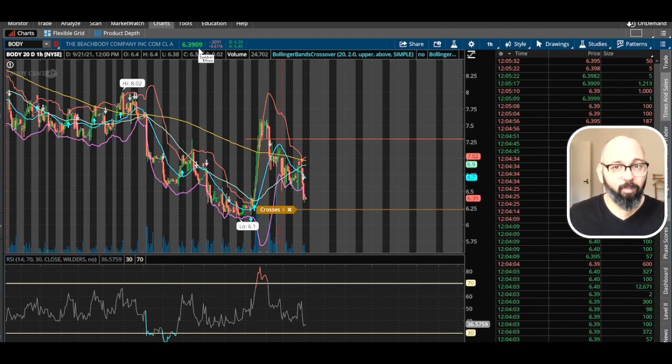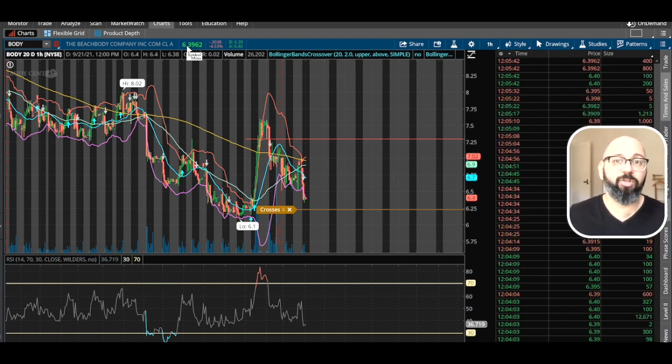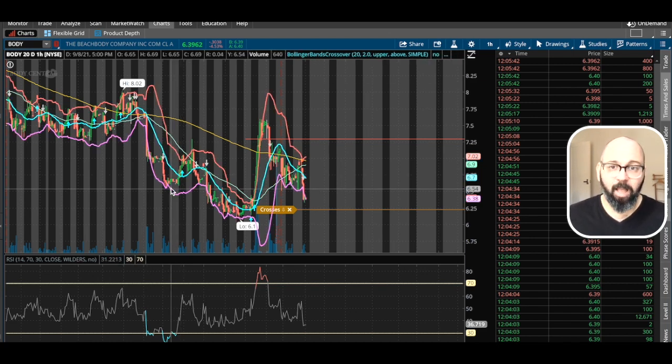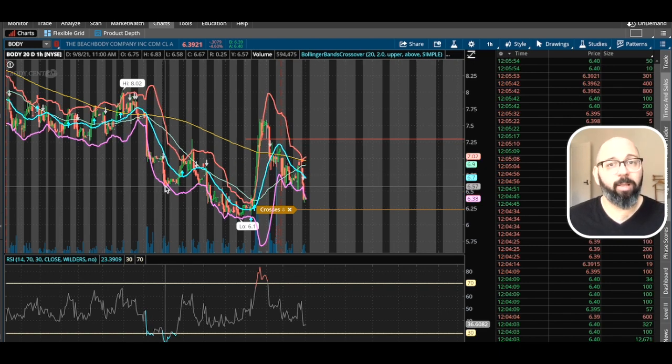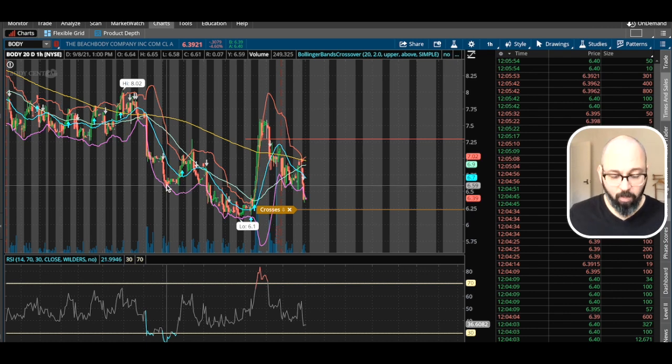Now, it is a little bit more expensive at $6 a share and some change. So 1,000 shares would cost you 6,000-ish bucks. That's a lot. It would probably cost you around 6,400 if you were getting in right here, which is where I'd be getting in. Now, the next thing I want to talk about is setting a goal. I talk about this frequently because the markets are so volatile lately.